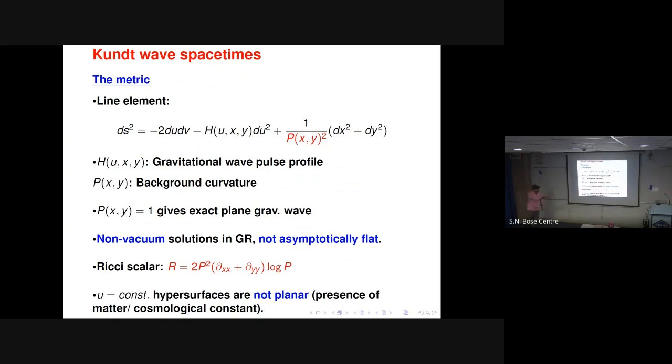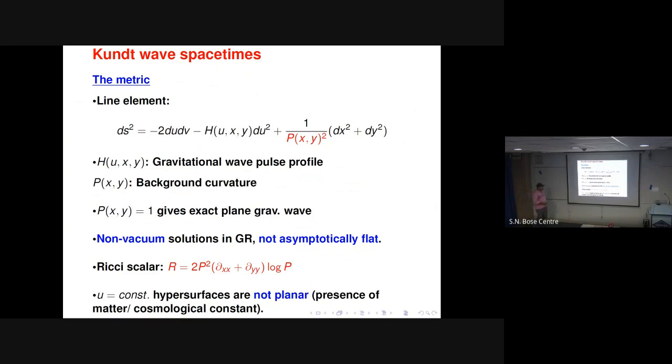And since we know this H gives you the gravitational wave pulse movement, this P will give you a sort of background, which is HX. So now P equal to 1 gives you the exact plane gravitational wave. And this is a non-vacuum solution in GR. Why is this non-vacuum? Because this P is not equal to 1. And this is not asymptotic.